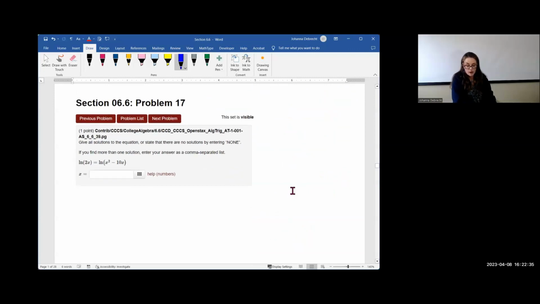Let's now look at problem number 17. Pause the video, work it out, then turn the video back on. Don't forget to check for extraneous or false solutions.